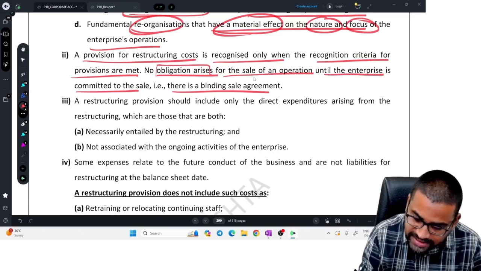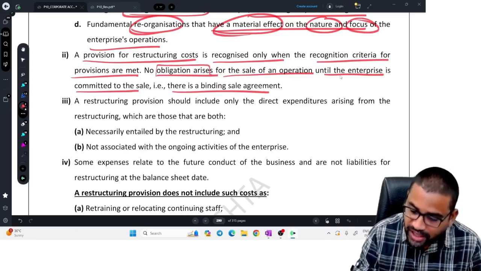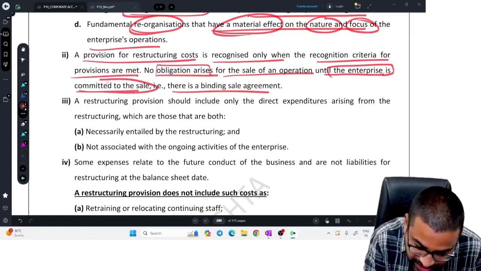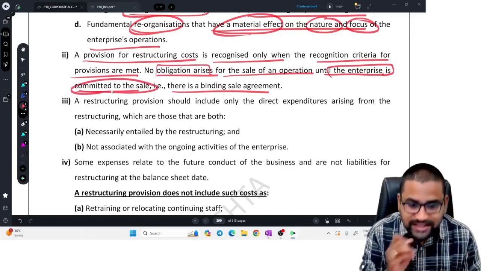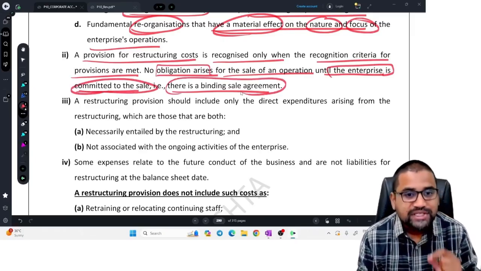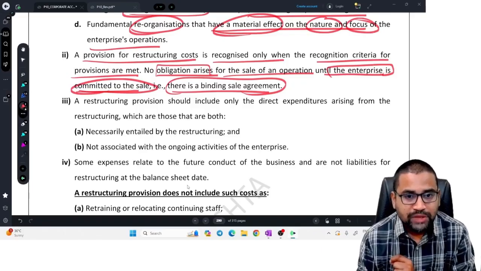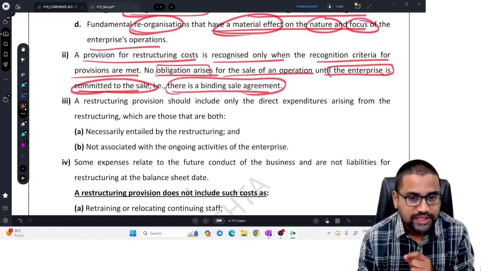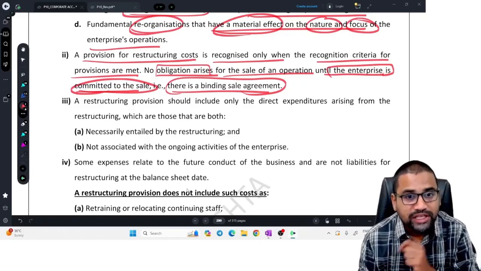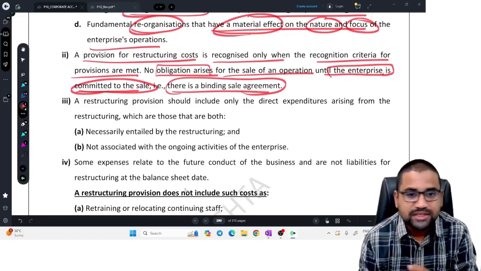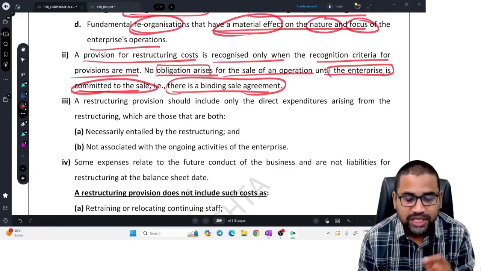No obligation arises for the sale of an operation until the enterprise is committed to the sale. That is, there should be a binding sale agreement. Then we say there is an obligation. So just because you have taken a policy, you have taken a decision, or you are thinking that you want to sell the business, it does not create any obligation.